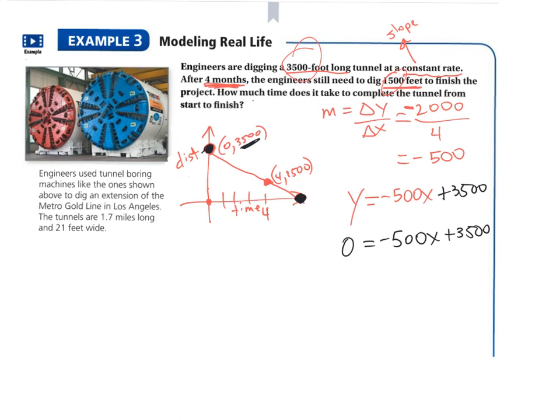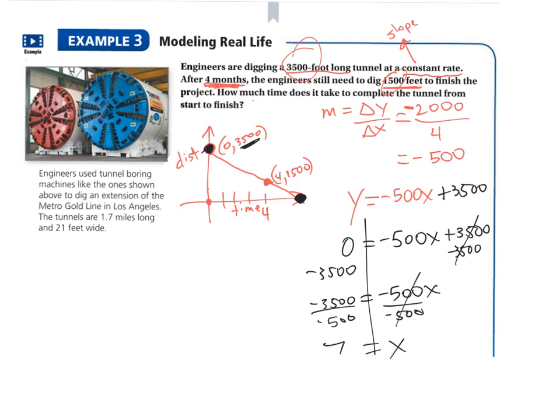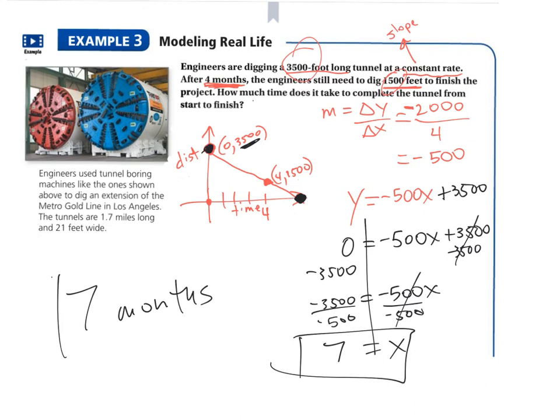So let's do that. We'll draw our line here. We'll subtract 3,500 from both sides, because whatever you do unto one side, you must do unto the other. These cancel. I have negative 3,500 is equal to negative 500x. Divide both sides by negative 500, and x is equal to positive 7. So therefore, the answer is 7 months. It takes 7 months to dig this 3,500 foot long tunnel.